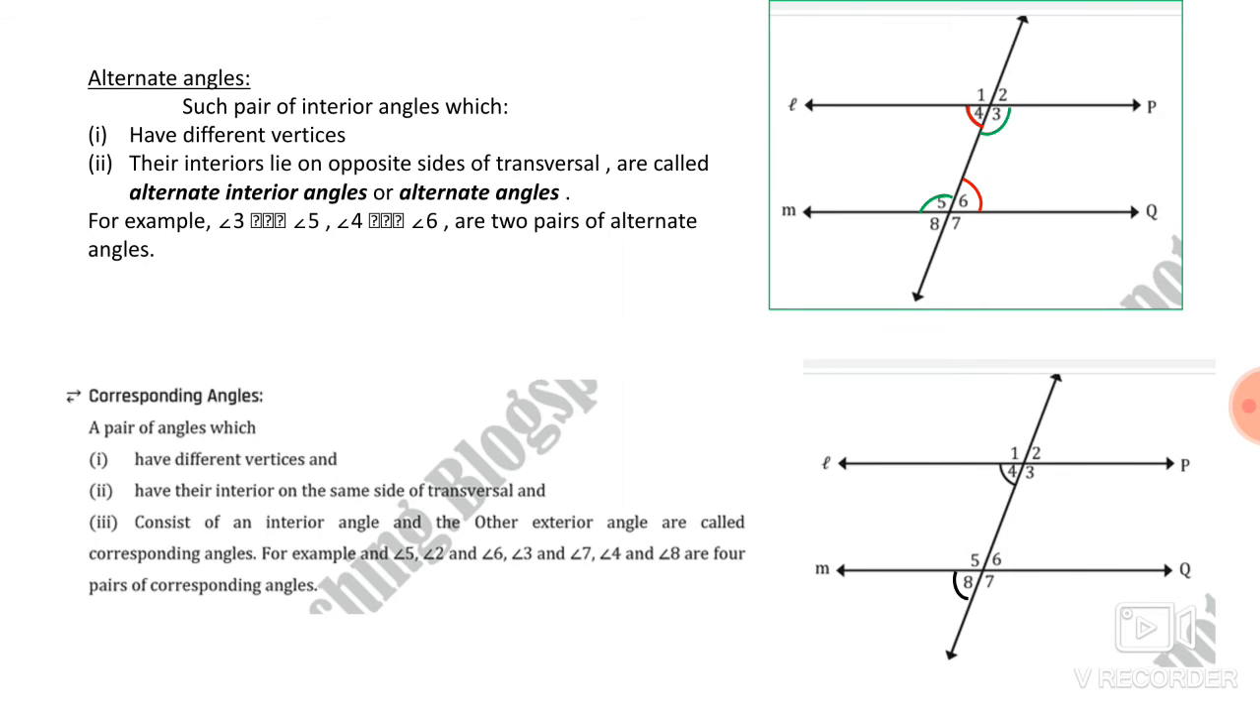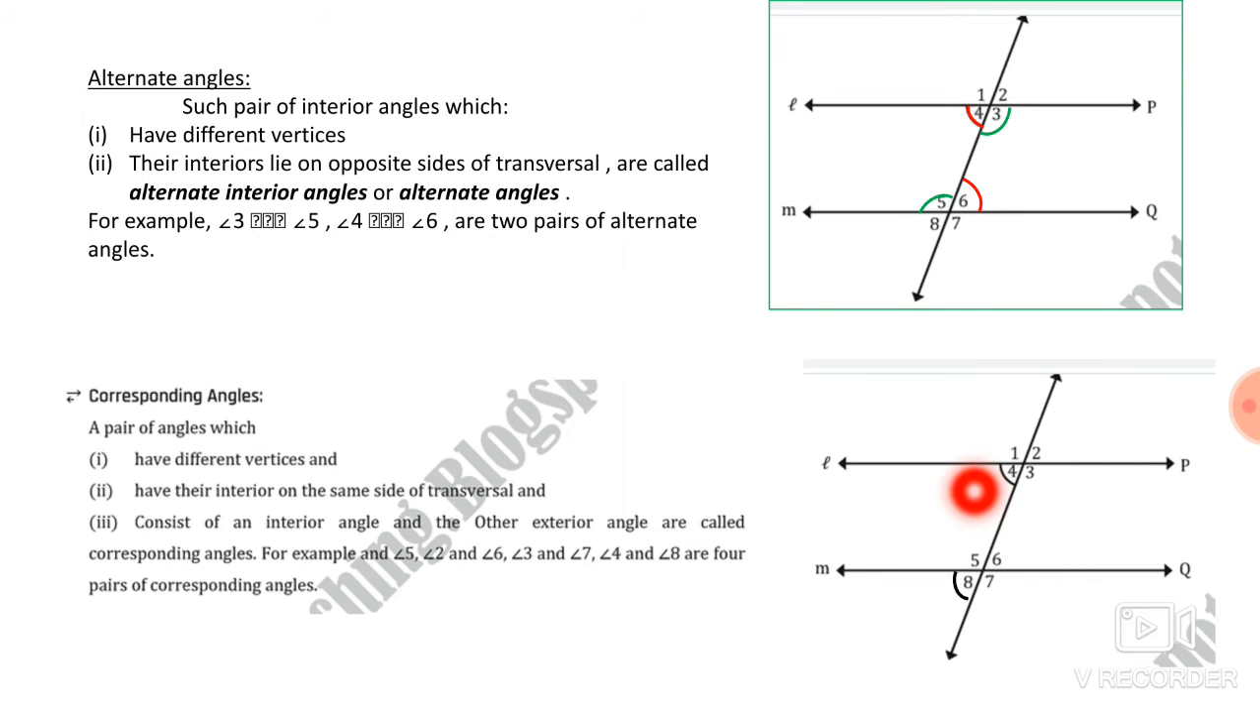Now according to the third condition, if one angle is an interior angle, then its corresponding angle will be an exterior angle. If the angle is an exterior angle, its corresponding angle will be an interior angle. So from these two, angle number 6 and 7, we can see that angle number 7 is an exterior angle and angle number 6 is an interior angle. So the pair of corresponding angles are angle number 2 and angle number 6.